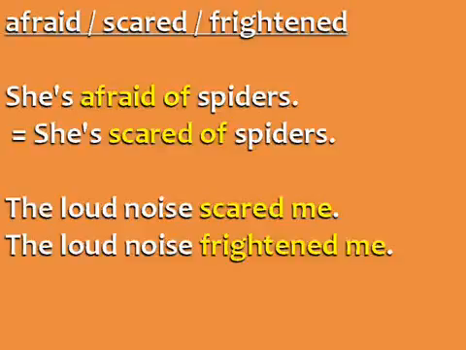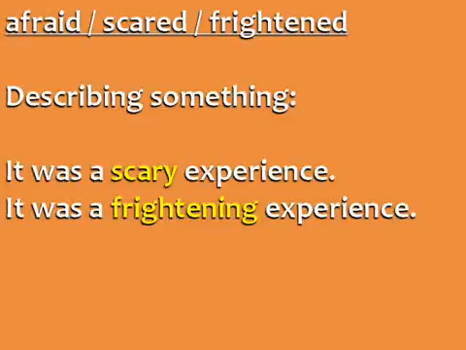Afraid, scared, and frightened. When in the passive voice, after the verb to be and before of, you can use afraid or scared with no change in meaning. She's afraid of spiders. She's scared of spiders. However, when used in the active voice, you can use only scared or frightened. The loud noise scared me. The loud noise frightened me. You can also describe something that causes fear as scary or frightening. It was a scary experience. It was a frightening experience.